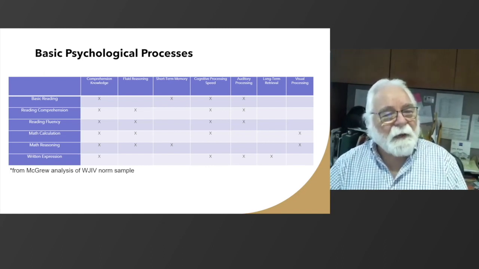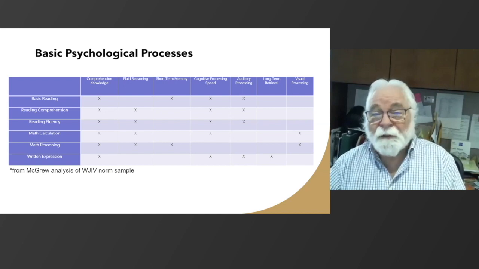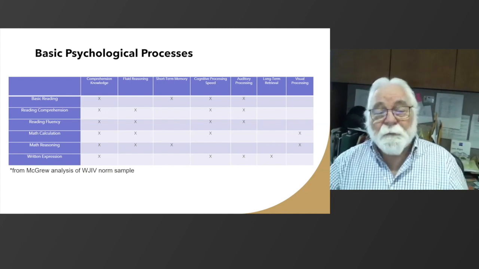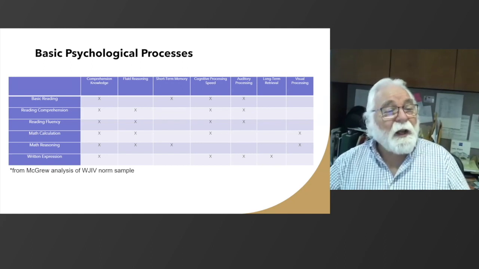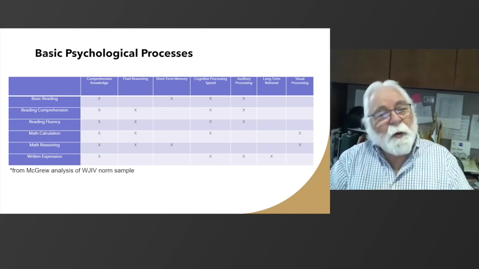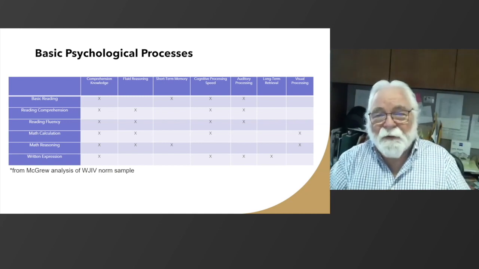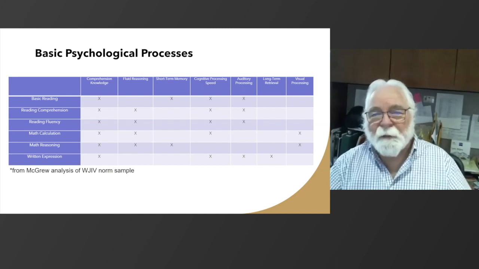And what they found out was that if you're looking at basic reading, if you have strong basic reading skills, you also had strong comprehension knowledge skills, strong short-term memory, cognitive processing speed, and auditory processing. Those four things contribute to your basic reading skills. If you had poor skills in these areas, or any combination of these areas, you had poor basic reading skills. So in the New World Order of looking for psychological processes that affect reading, this puts us in a place where we can actually look within a norm sample and find out what's going on.